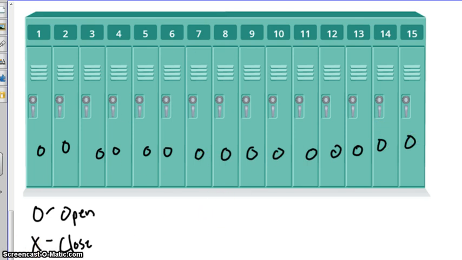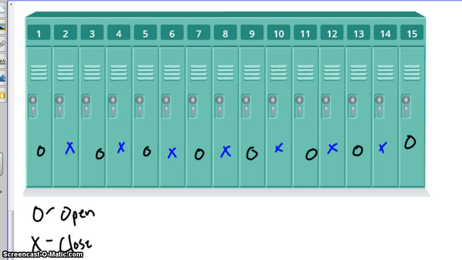And then student 2 comes along and closes all of the doors that are multiples of 2 up to 15. So now these doors are closed: 2, 4, 6, 8, 10, 12, and 14. Again, they are multiples of 2, and they would have 2 as one of their factors.